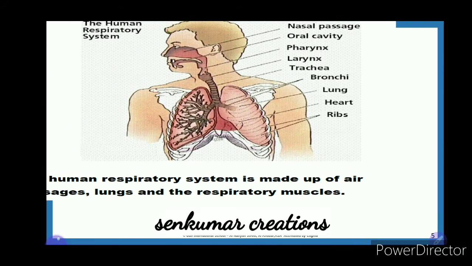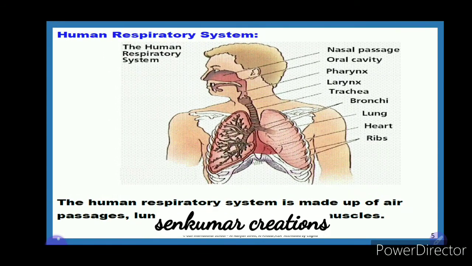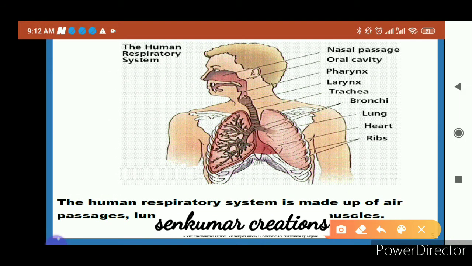Okay, so let's see now the different parts of the respiratory system. You can see here, this is the nasal passage. First, the nasal passage is what we can call the nose, right? The nose is the nasal passage through which gases go inside. The gaseous exchange takes place through this. Next, the oral cavity, then pharynx, larynx, trachea.